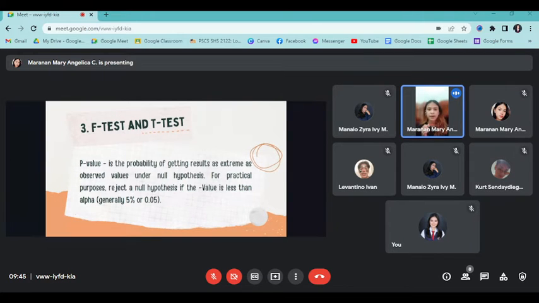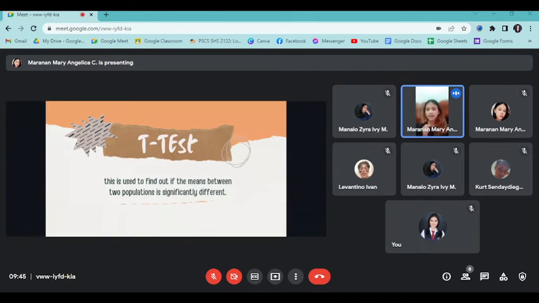F-test and T-test. The p-value is the probability of getting results as extreme as observed values under the null hypothesis. For practical purposes, reject a null hypothesis if the p-value is less than alpha. T-test. A t-test is a statistical test that is used to compare the means of two groups. It is often used in hypothesis testing to determine whether a process or treatment actually has an effect on the population of interest or whether two groups are different from one another.